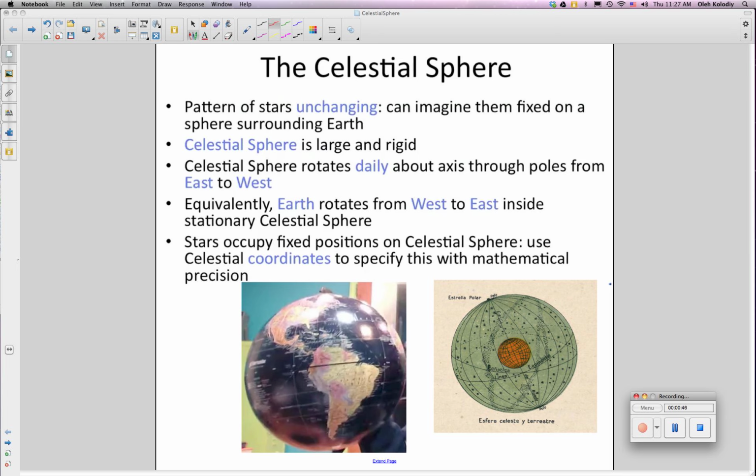As we can see, the Earth has an equator, so it rotates in this direction from west to east around an axis which goes through the North and South Pole.